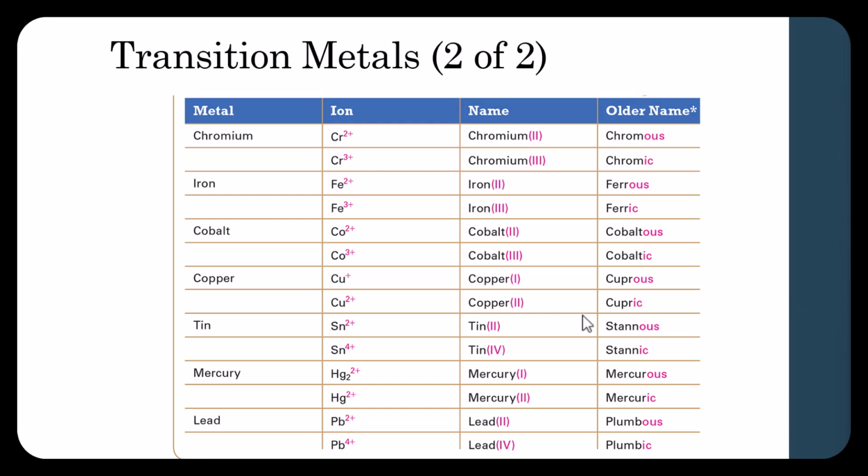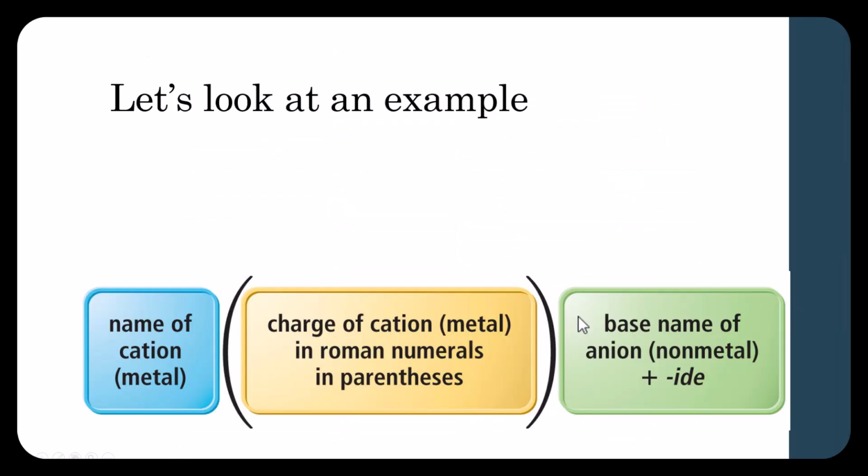So here is how we are going to handle naming of transition metals. We're going to write the name of the metal, exactly the same as before. We're going to write the base name of the nonmetal plus IDE. That's exactly the same, so blue and green are exactly the same. What is new is this yellow guy in the middle. We're going to have to write the charge of the metal in parentheses in Roman numerals. Okay, so let's take a look at an example.